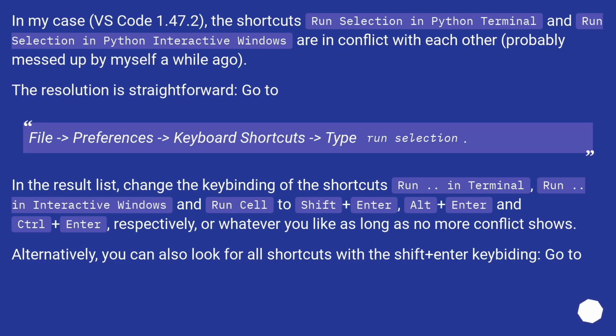In my case, VS Code 1.47.2, the shortcuts Run Selection in Python Terminal and Run Selection in Python Interactive Window are in conflict with each other, probably messed up by myself a while ago. The resolution is straightforward. Go to File > Preferences > Keyboard Shortcuts, type Run Selection. In the result list, change the key bindings of the shortcuts Run Selection in Terminal, Run Selection in Interactive Window, and Run Cell to Shift+Enter, Alt+Enter and Control+Enter, respectively, or whatever you like, as long as no more conflict shows.